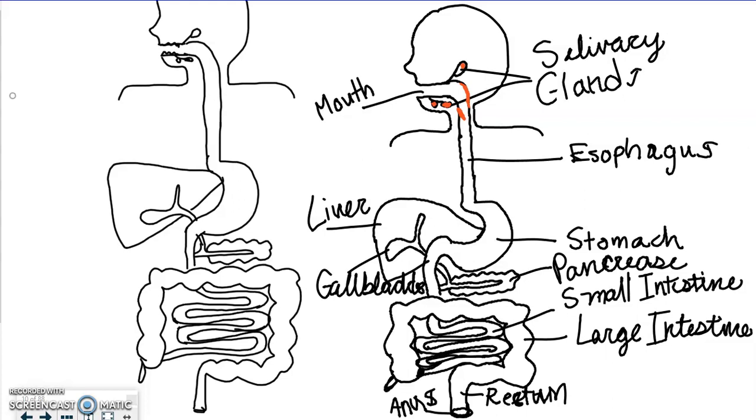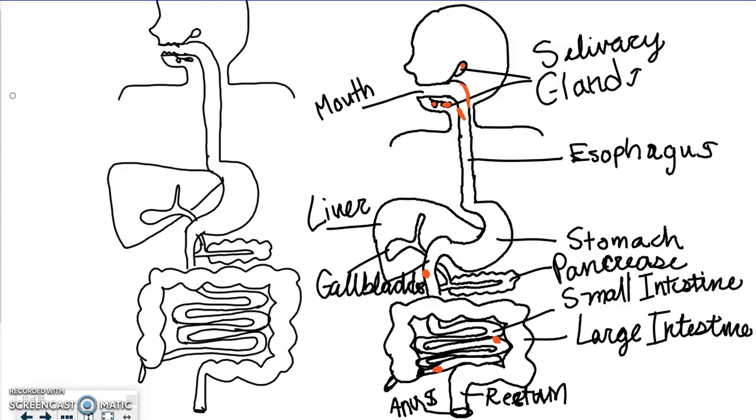A few other extra things that you don't need for the quiz, but are still correct information. Your duodenum is the first part of your small intestine. Your jejunum is the middle portion. And the last portion of your small intestine is the ileum.